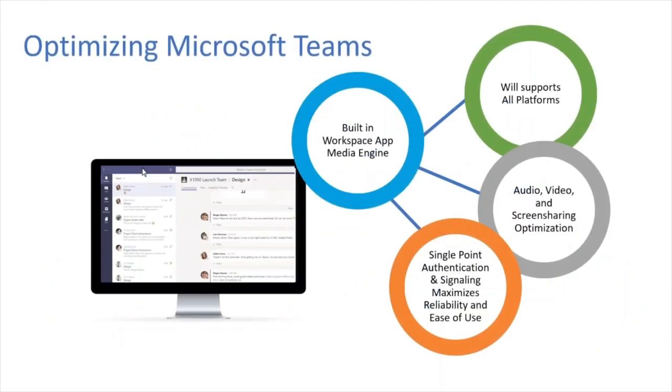Unlike the Skype real-time optimization pack, Teams optimization is different with a built-in Workspace app media engine, so you don't have to install anything else on the endpoint. It will support all platforms. Windows is first, but then Linux, we're working on Linux, and next will be Mac, iOS. And just like the Skype real-time optimization pack, we are optimizing audio and video, but now we're also optimizing screen sharing, single point authentication, and signaling to improve reliability and usage. Also different from Skype real-time optimization, there's a Studio policy per user that will allow you to control the feature more granularly.